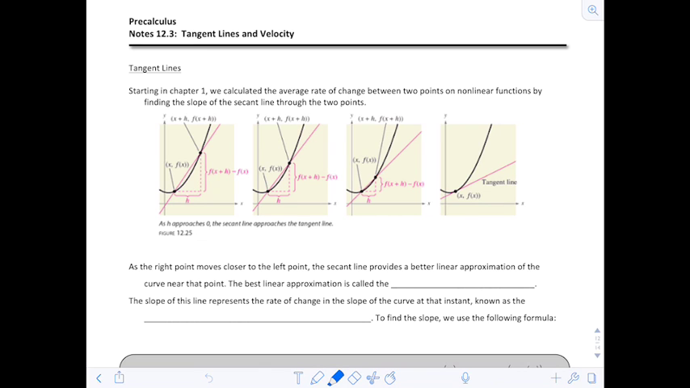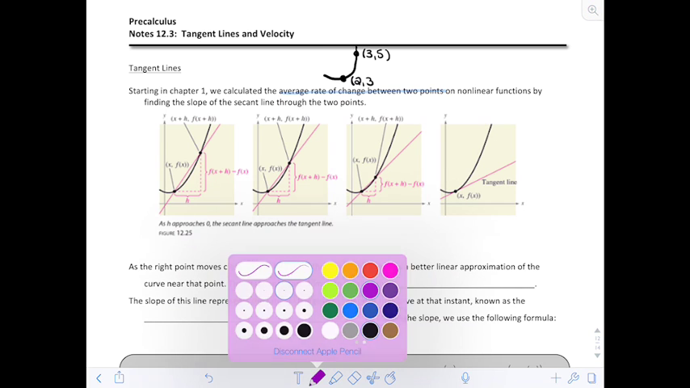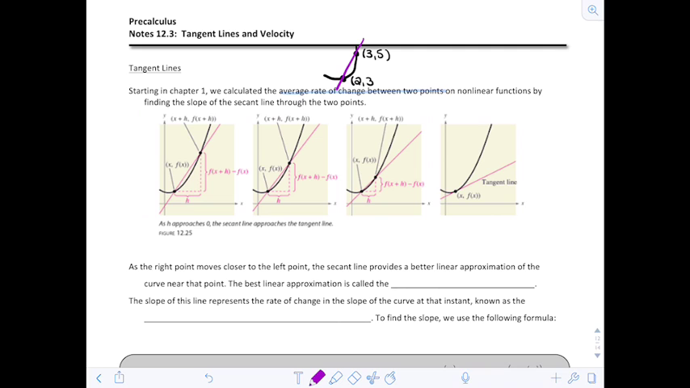So if you remember, starting in chapter 1, we calculated the average rate of change between 2 points. That was when we were maybe given, just like you're seeing here, a point here, maybe at (2, 3), and then another point here, maybe at (3, 5). We would draw a secant line and we would calculate the average rate of change for this function using the rate of change for the secant line. So we're going to do very much the same thing today, but we are still going to find the slope of the secant line through 2 points.